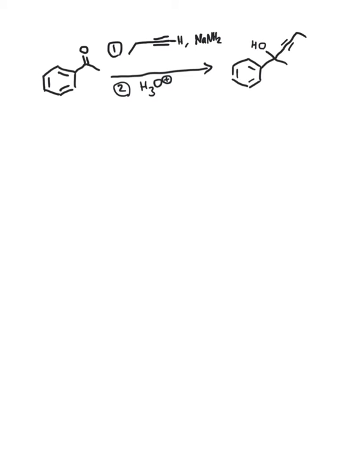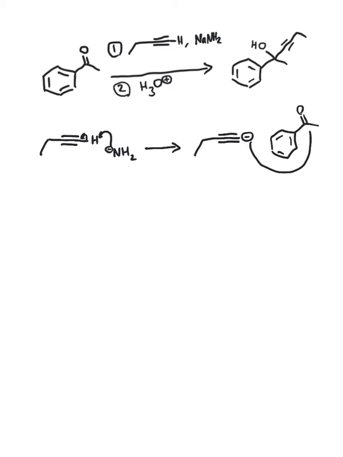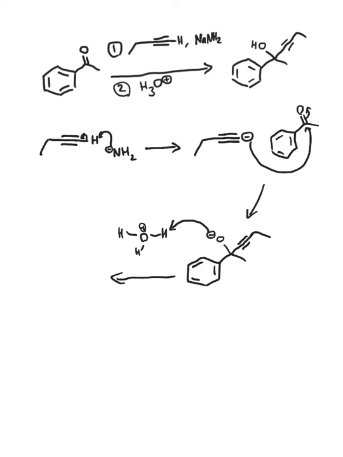We'll go over the mechanism just to emphasize how this happens. Initially, the butyne gets deprotonated, forming our reactive anion or nucleophile, which can then react with acetophenone, voila, to form that carbon-carbon bond. This will yield us the alkoxide product, which can then further protonate when we add an acid to it, to yield a final product.